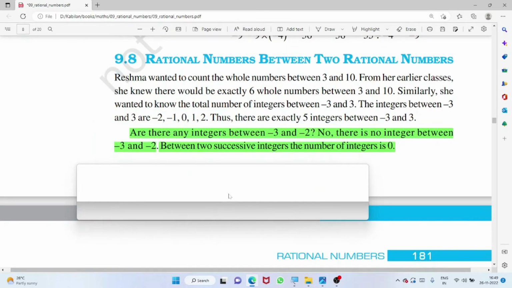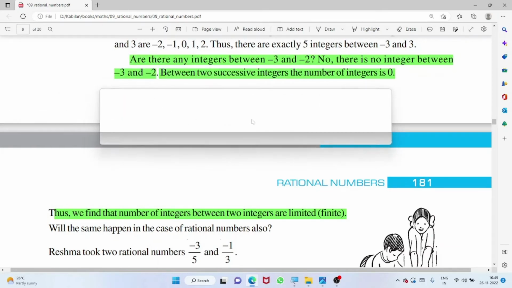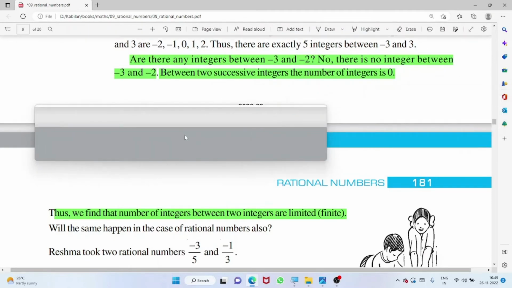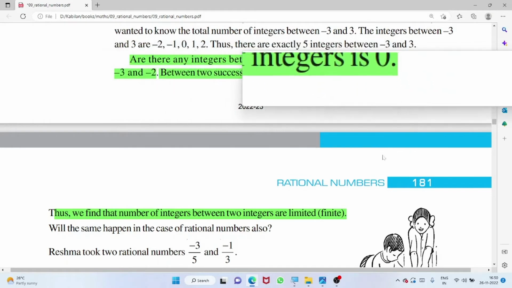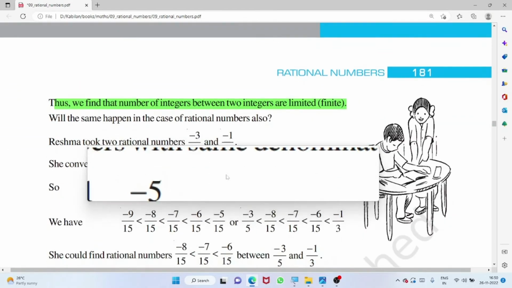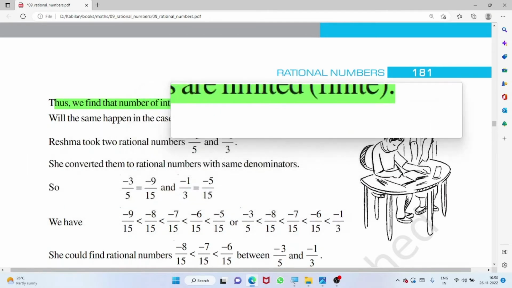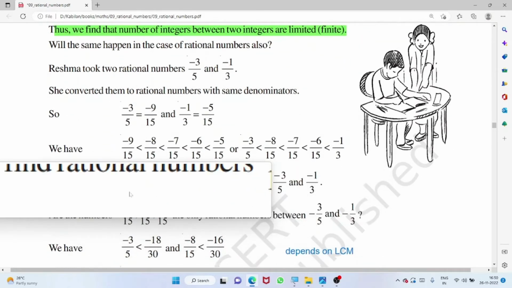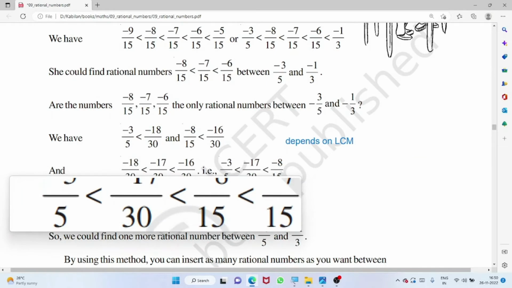Rational number between two rational numbers. Is there any integer between minus 2 and minus 3? There is no integer between minus 3 and minus 2, because between two successive integers, the number of integers is 0. Okay. We can find the number of integers between two integers as it is limited, so we can say whether it is there or not. But the number of rational numbers between two rational numbers is not limited. Okay, it depends on the LCM.